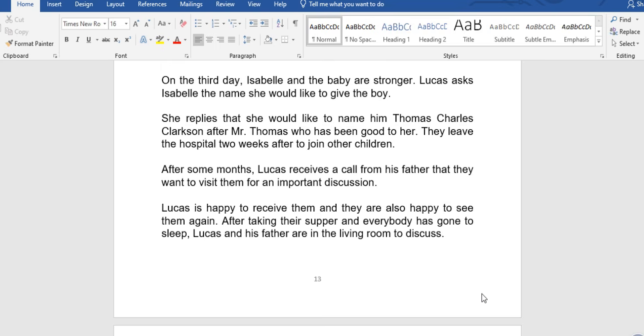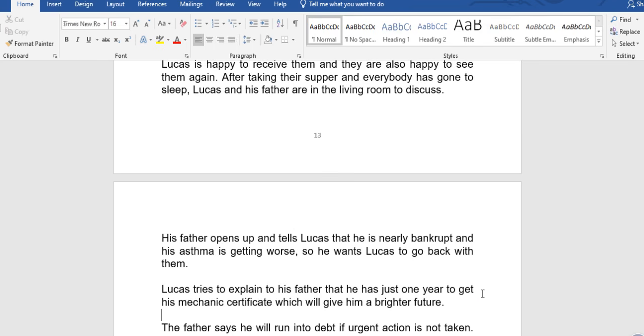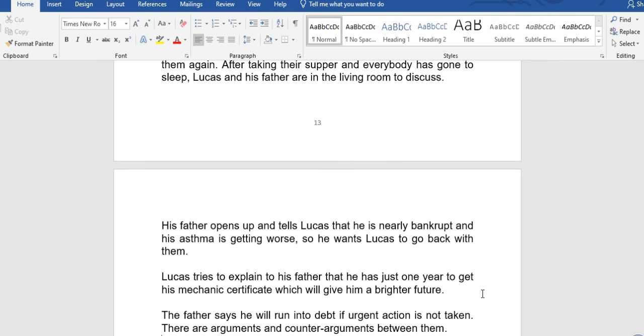After some months, Lucas receives a call from his father that they want to visit them for an important discussion. Lucas is happy to receive them, and they are also happy to see them again. After taking their supper and everybody has gone to sleep, Lucas and his father are in the living room to discuss. His father opens up and tells Lucas that he's nearly bankrupt and his asthma is getting worse, so he wants Lucas to go back with them.